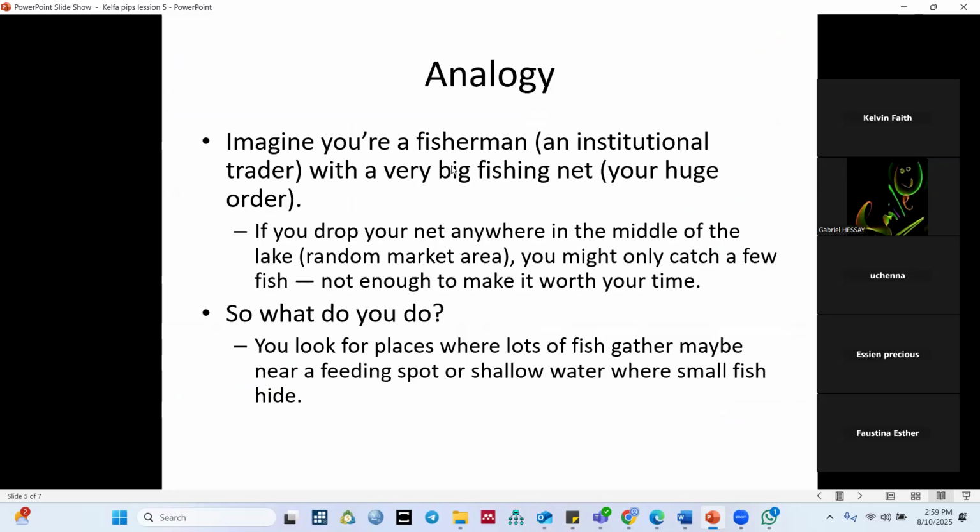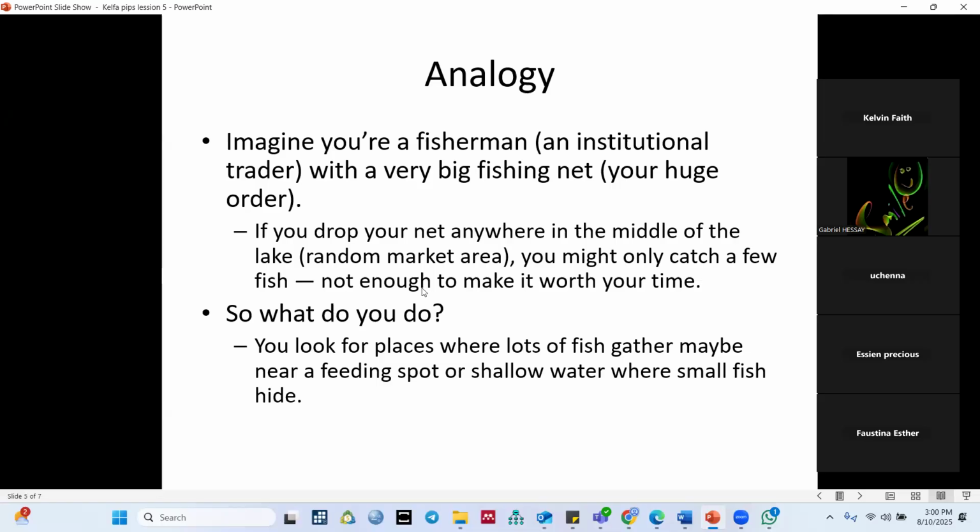So imagine you are a fisherman who is an institutional trader with a very big fishing net. That is your huge orders. If you drop your net anywhere in the middle of the lake, a random area or place, you might only catch a few fishes. That's not worth your time, because these people have big volumes, big money, and they don't want to make small profits. So what do you do? You look for places where a lot of fishes will gather, maybe near a feeding spot or a shallow water where small fishes will hide.